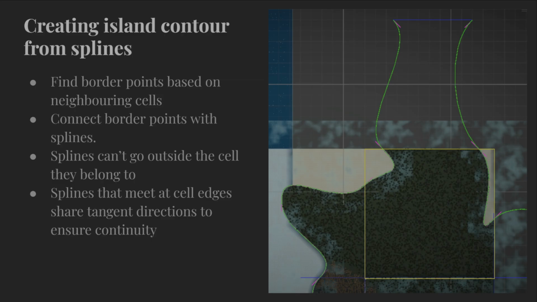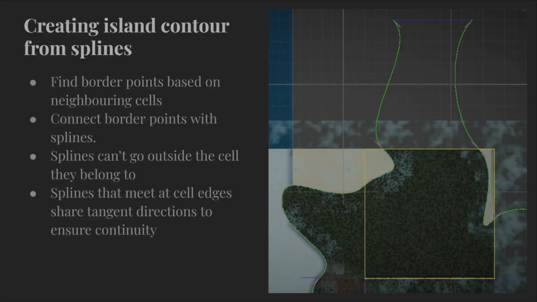To create a clear separation between land and sea and also have a natural looking coastline, I use something called splines, which is a set of points that are connected together with a soft curve using math. First, the algorithm finds points on the edges between each of the land cells and connects those border points with splines. The splines can't go outside the cell that they belong to, so that's why we don't have weird intersections between the splines in each cell.